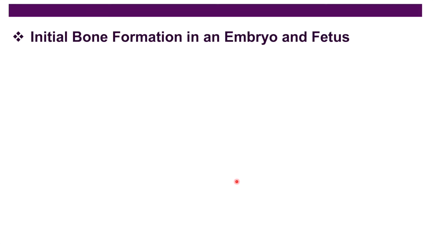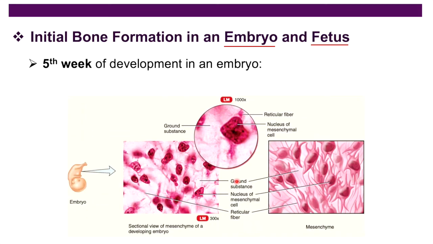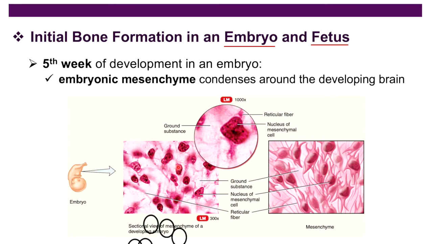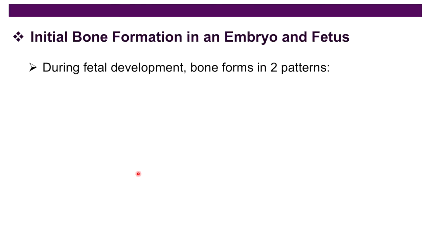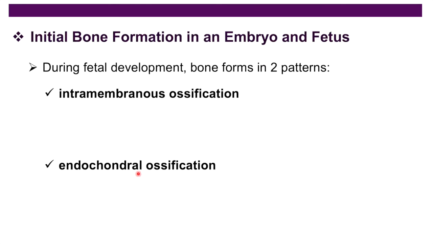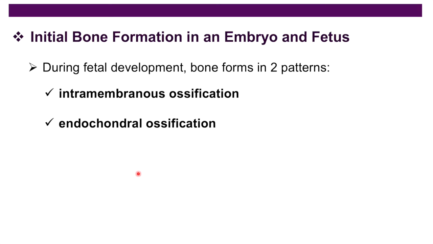Let's first see how bones are formed in the embryo or fetus. By the way, in humans, an embryo refers to the early stages of development from 0 to 8 weeks, while the fetal stage starts from 9 weeks until delivery. At about the 5th week of embryonic development, the mesenchyme condenses around the developing brain to form a membrane of connective tissue. There are two different methods of bone development, the intramembranous ossification and endochondral ossification.